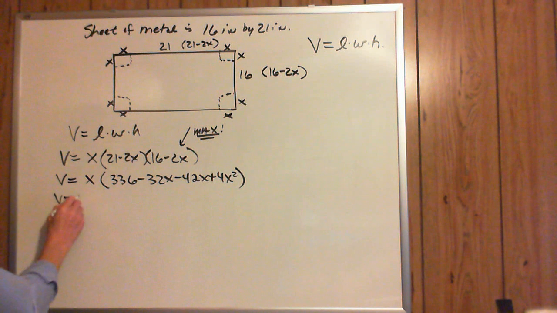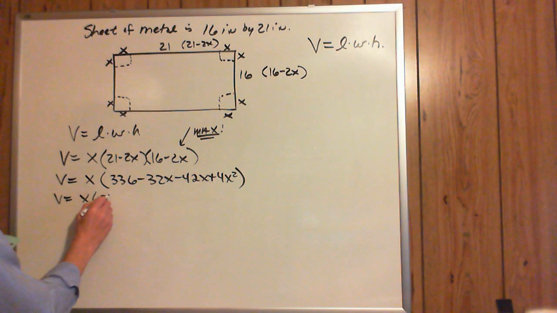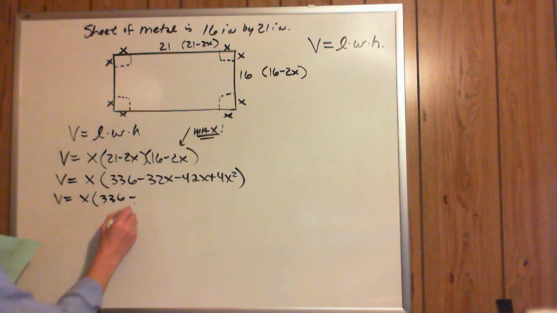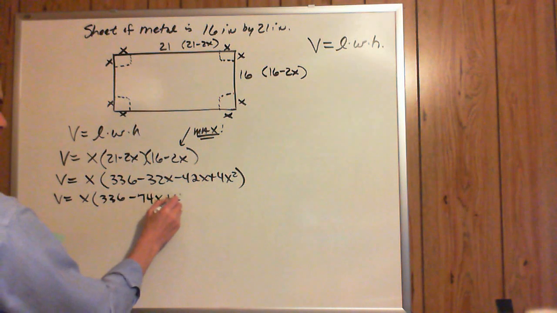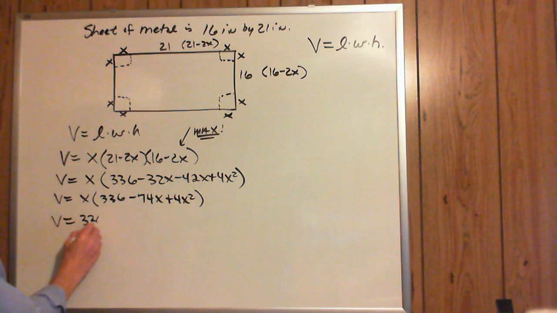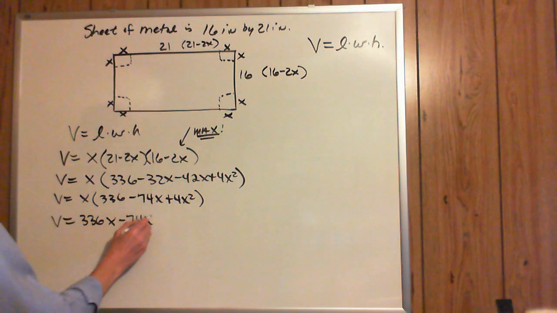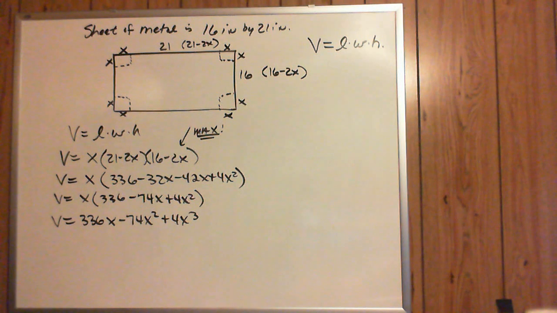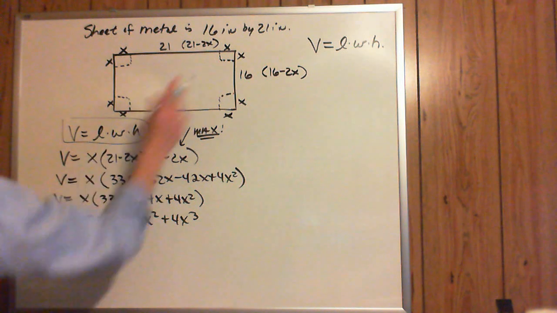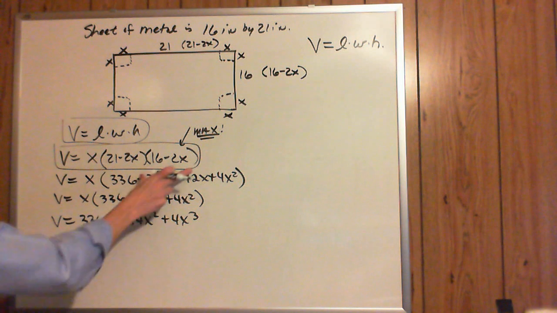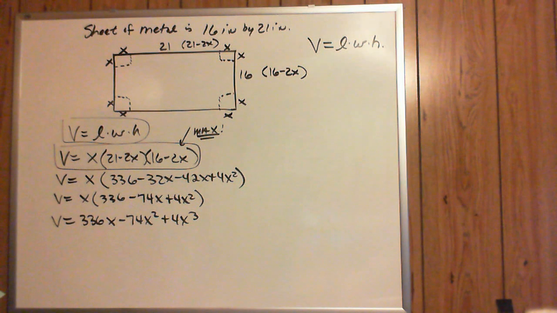And then in cleaning that up, we would have x times 336 minus 74x plus 4x squared. And then distribute the x through, we'd get 336x minus 74x squared plus 4x cubed. So again, we didn't take any derivative yet. All we just did was get our volume formula, look at the picture, substitute our dimensions in terms of x, FOILed, clean it up, and then distribute the x through.